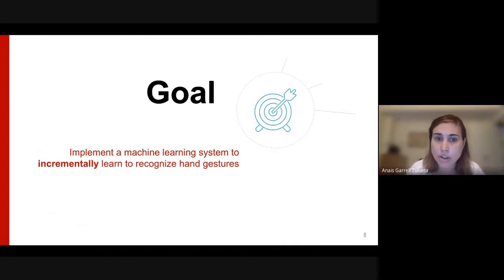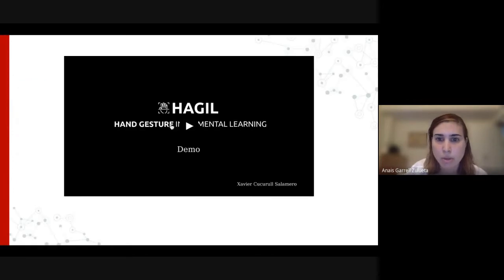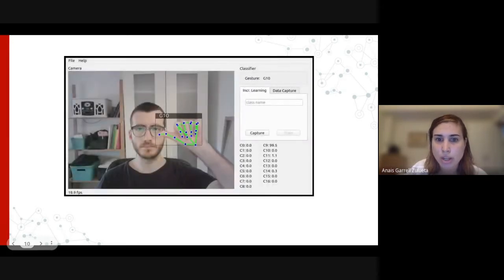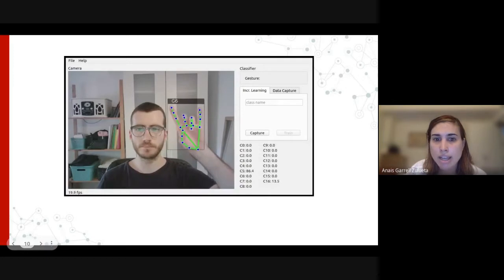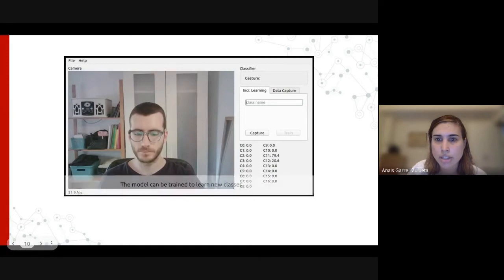So what is the goal? The goal is to implement a machine learning system to incrementally learn to recognize hand gestures. Here I'm showing you some photos where we have this robot and I'm performing the different gestures and the robot is capable of detecting them. And I have here a video from one of my students showing a new gesture. So here you can see Xavier. Xavier is doing a set of gestures and the system is classifying correctly. And after a while, he tells the system, okay, I'm going to show you a new gesture. And this gesture is called up.